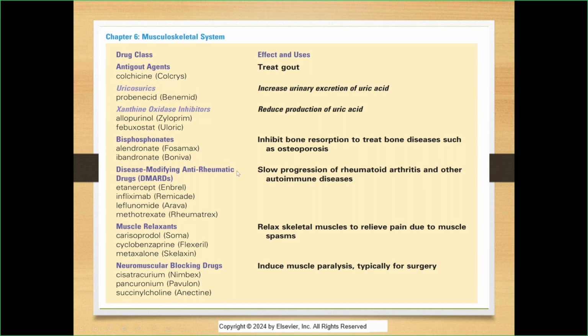Disease-modifying anti-rheumatic drugs, DMARDs, slow progression of rheumatoid arthritis and other autoimmune diseases. Etanercept, Enbrel. Infliximab, Remicade. Leflunomide, Arava. Methotrexate, Rheumatrex. Muscle relaxants relax skeletal muscles to relieve pain due to muscle spasms. Example, carisoprodol, Soma. Cyclobenzaprine, Flexeril. Metaxalone, Skelaxin. Neuromuscular blocking drugs induce muscle paralysis, typically for surgery. Example, cisatracurium, Nimbex, pancuronium, Pavulon. Succinylcholine, Anectine.